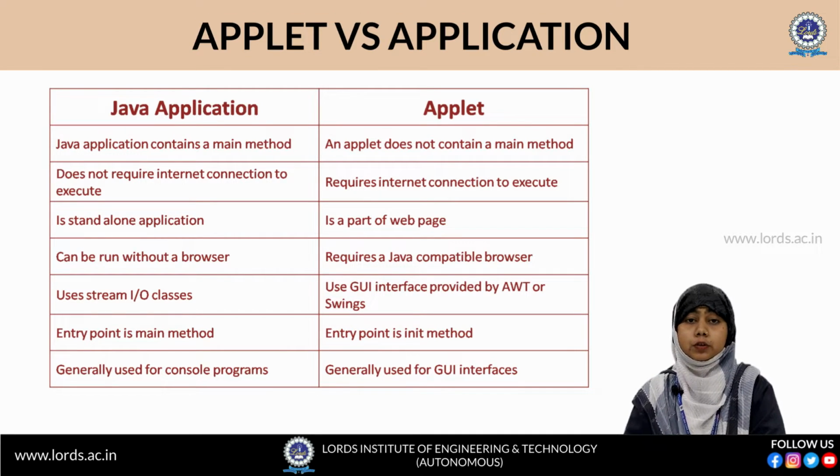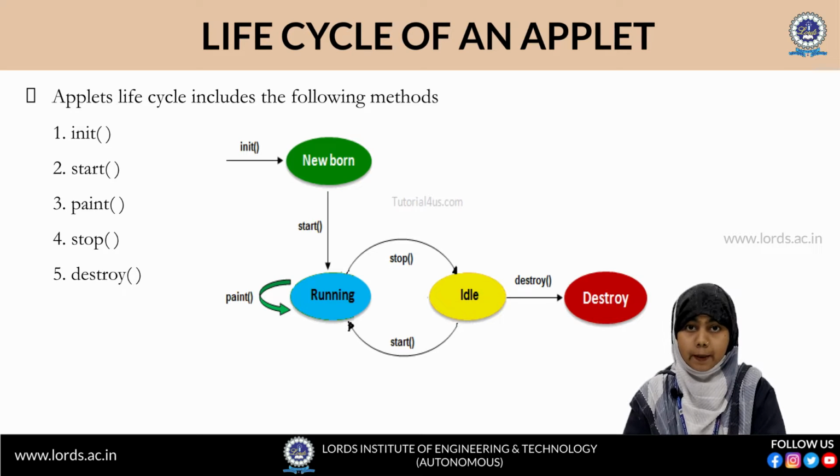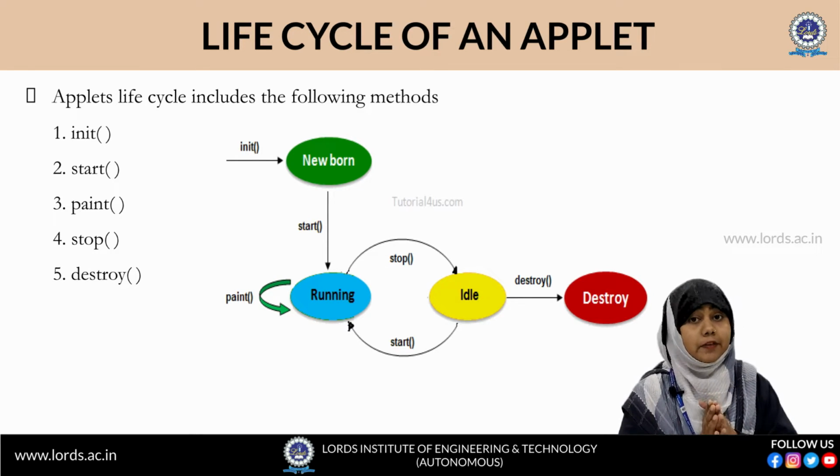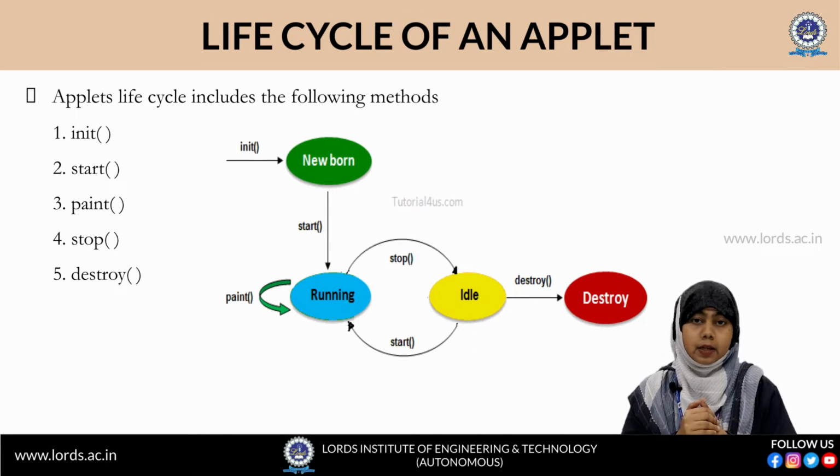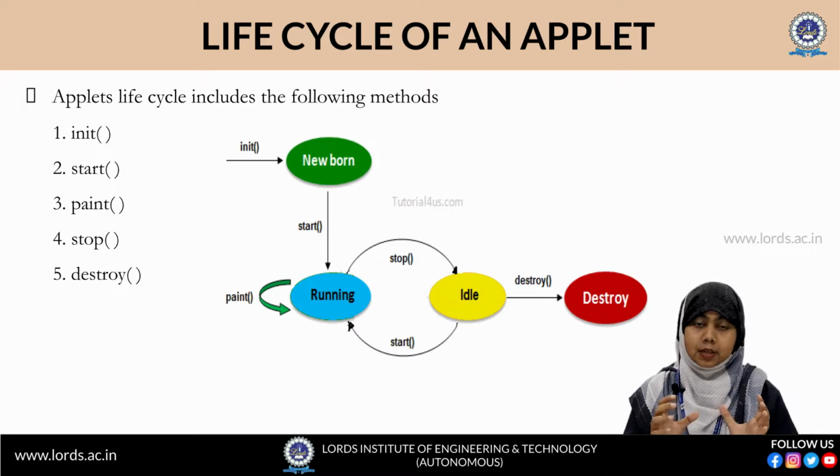Now moving on to the next slide, we have the life cycle of an applet. The life cycle of an applet is maintained by the Java plugin software. If you see this, there are 5 methods available here. When you focus on the diagram, when we write the applet for the first time, it is in the initial state, that is the newborn state. When you want to run it, then using the start method, it comes into the running state. Running state is where the logic of the program has been written, and it starts executing.